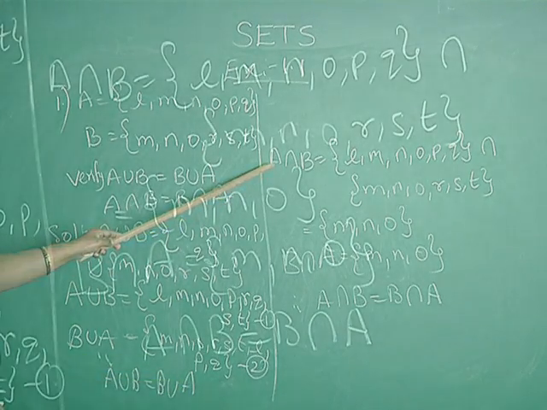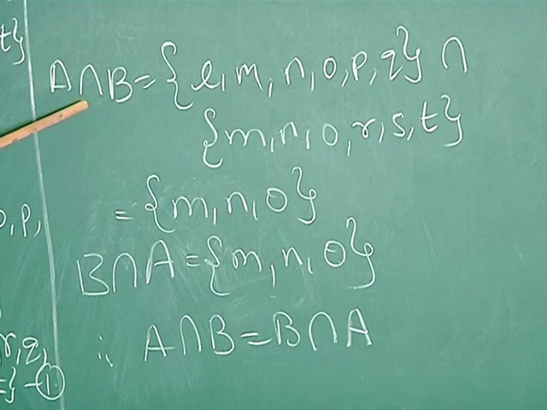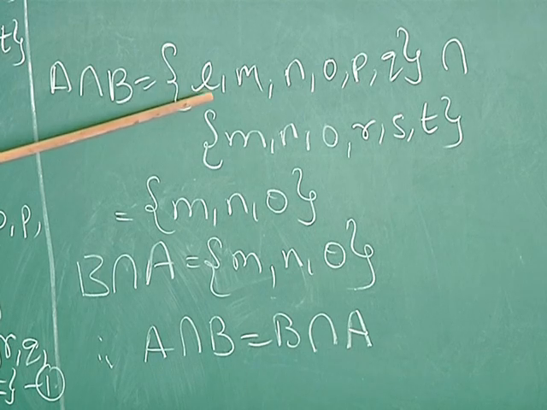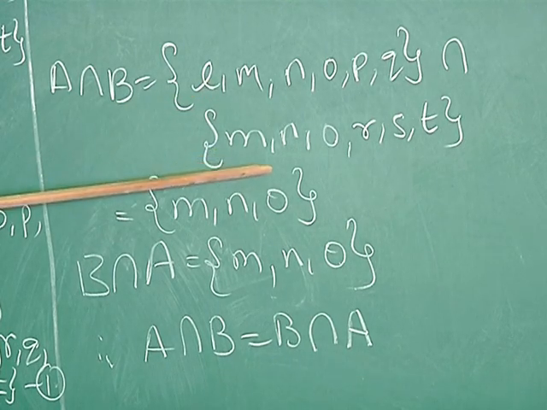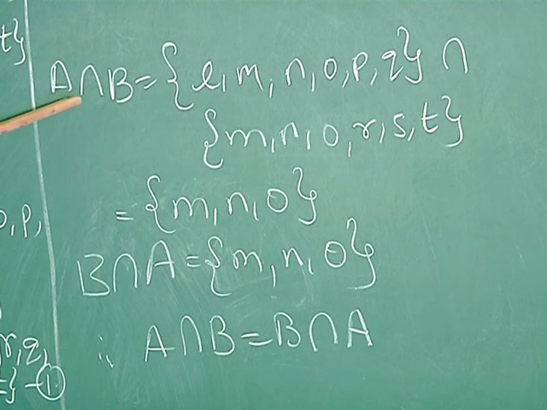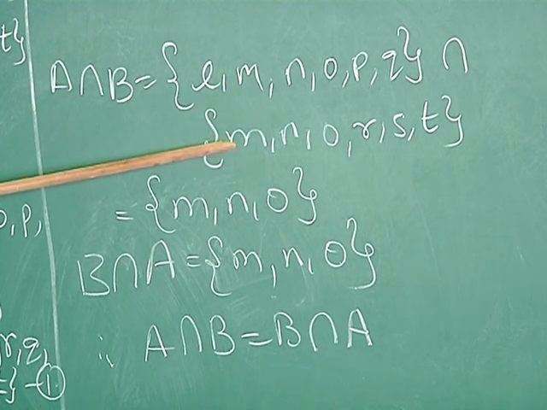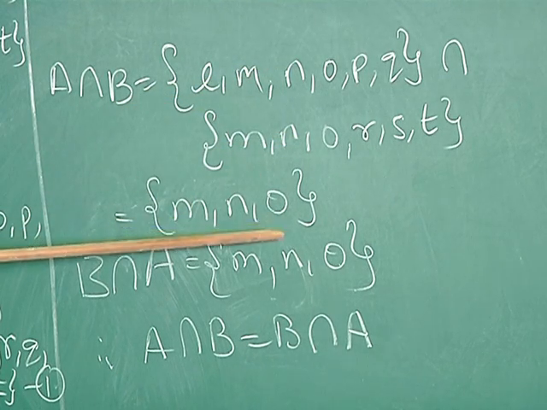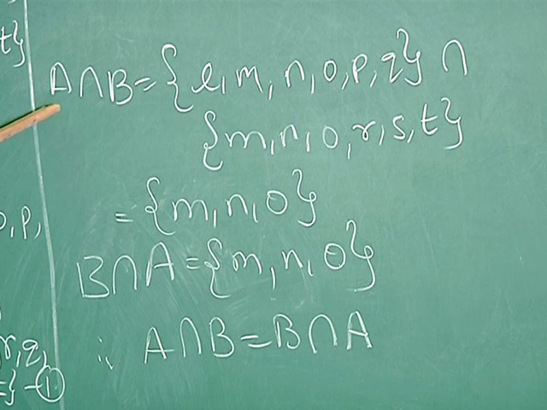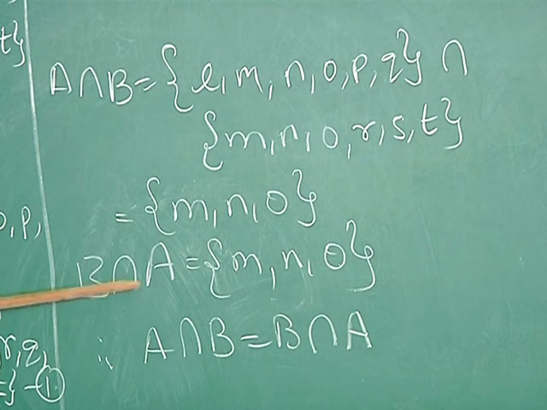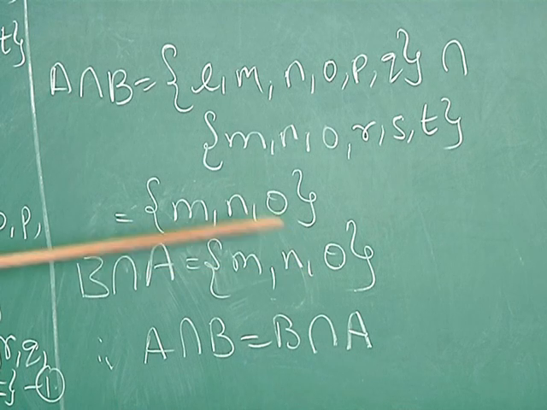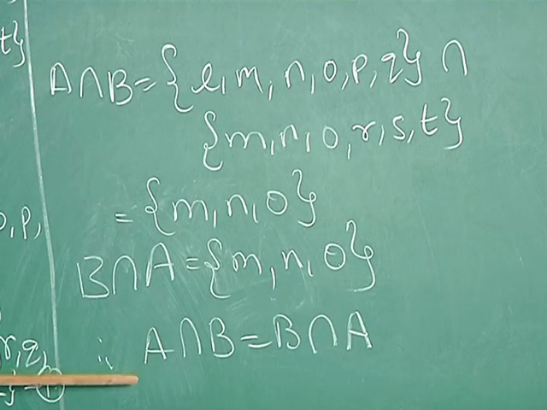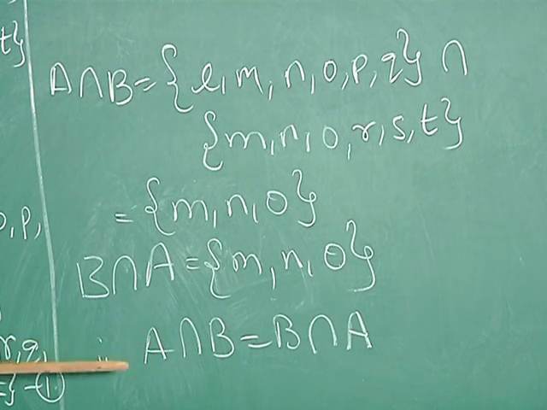Same way, now we are going to prove the intersection commutative property. A intersection B value we need to calculate. A is the set L, M, N, O, P, Q, B is the set M, N, O, R, S, T. We already know intersection means common elements. Here M is there, here M is also there, so M we need to write. N, O. So the common elements in A intersection B are M and O. Same way we calculate B intersection A, and we get M and O. Hence A intersection B equals B intersection A. Commutative property of intersection is verified.